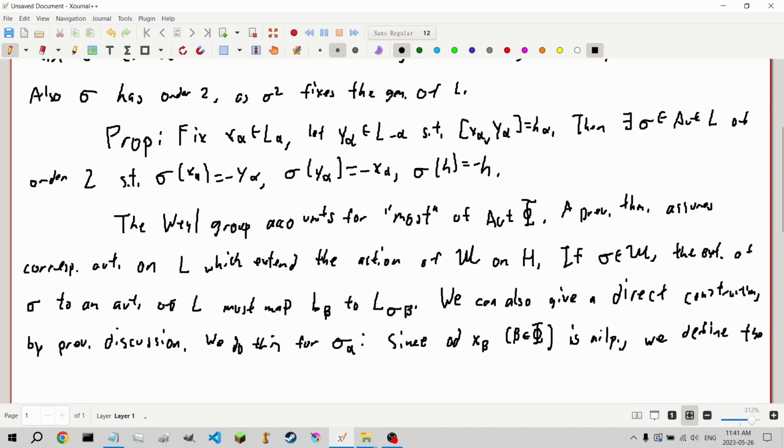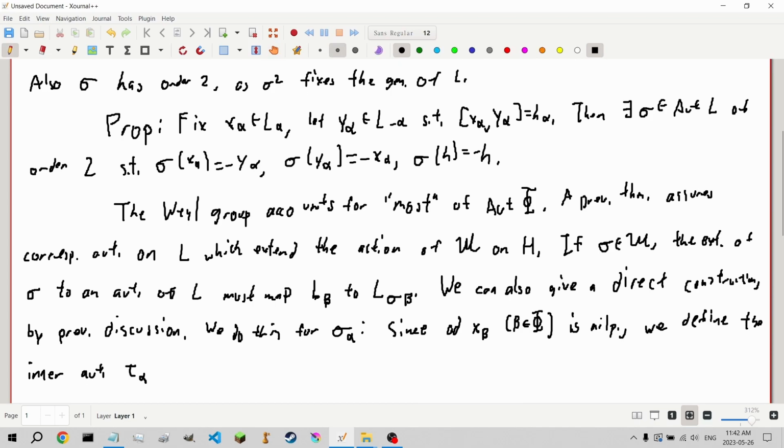the inner automorphism tau alpha as, recall, the exponential of the adjoint of x alpha flanking the exponential of the adjoint of negative y alpha. With, of course, the bracket of x alpha and y alpha being h alpha. And we want to know how this acts on our maximal toral subalgebra.